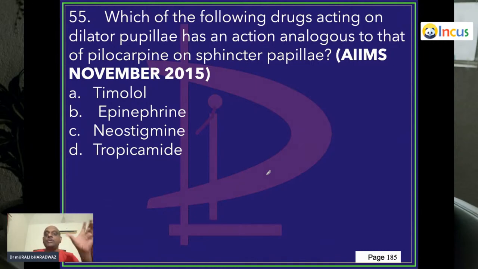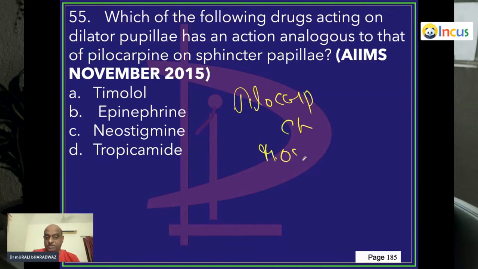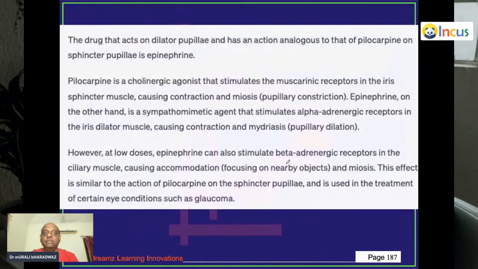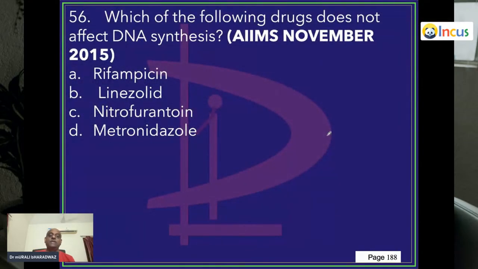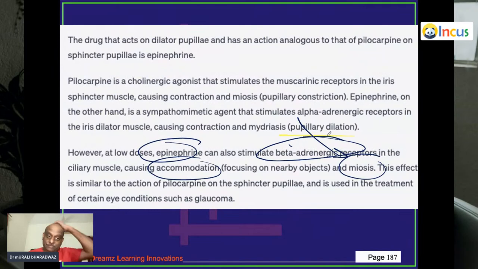Now, doctor, which drug acts on dilator pupillae and has an action similar to that of pilocarpine on sphincter pupillae? So you should know, pilocarpine is a cholinomimetic acting on sphincter pupillae, and it leads to miosis. Similarly, epinephrine acts on dilator pupillae and leads to pupillary dilatation. But at low doses, epinephrine can stimulate beta receptors on the ciliary muscle, causing accommodation and miosis. That's the point you need to appreciate. So, two actions of epinephrine.